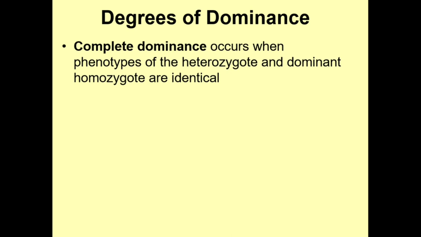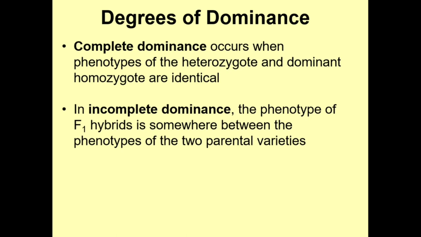So that's complete dominance. But dominance comes in a few different types or degrees of dominance, so I'll give you some examples of some other ones as well. There's a type called incomplete dominance. This is where the phenotype of the F1 hybrids is somewhere between the phenotypes of the two parental varieties. It's a bit more like the original blending theory, but again, the alleles do segregate during meiosis, so they're not blended permanently. I'll give you an example of this on the next slide.